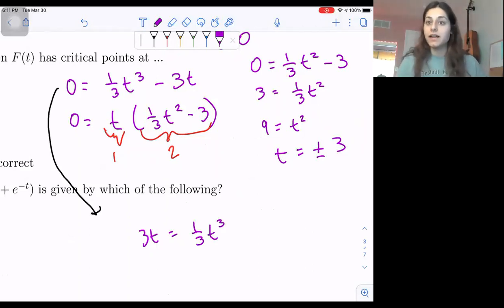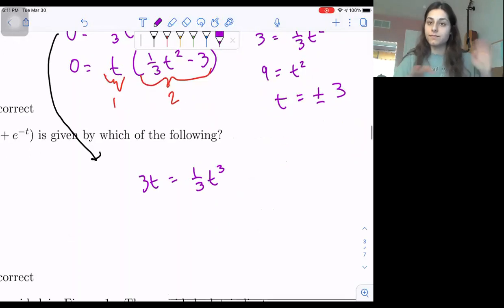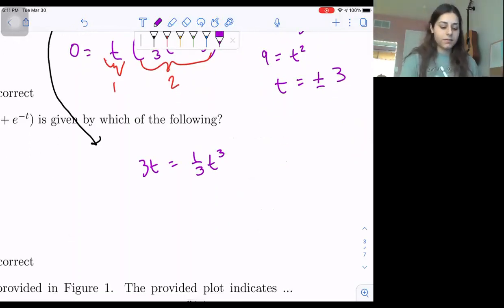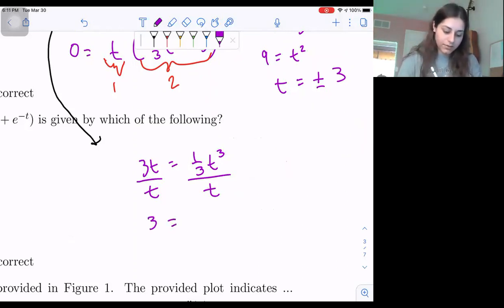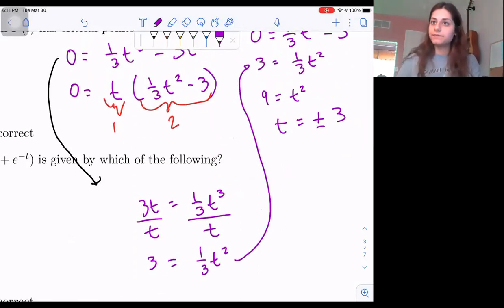And then my next logical step would be to divide by t, right? So we can isolate t. So if you're going to do this without factoring, you should recognize that when you have a t on both sides, or a variable on both sides, then 0 is one of your factors. And then you would get 3 equals 1/3 t squared, and you would solve it just like right up here.